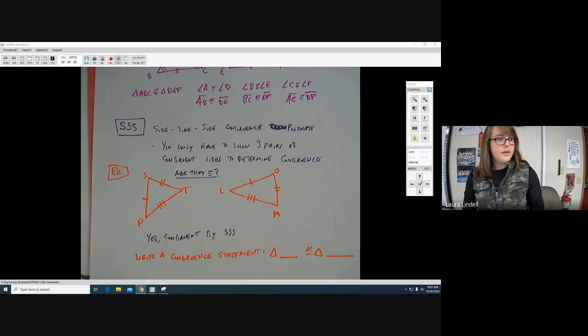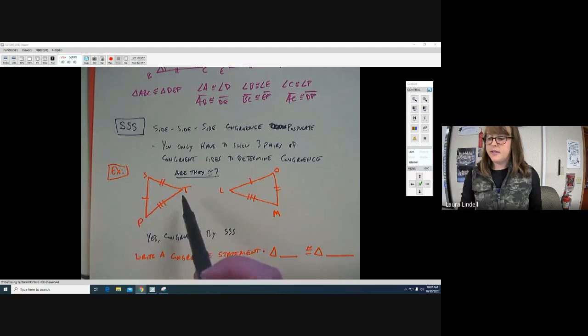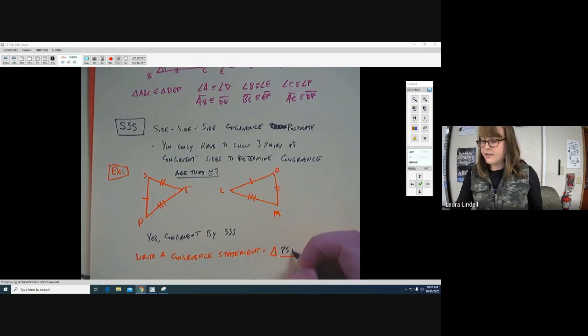Okay, so you can start over here with any letter order you like. On your first triangle, you can go through any letter. I can call it PST if I want to. I can call it TPS or TSP, whatever I would like to. So I'm going to start with PST over here.